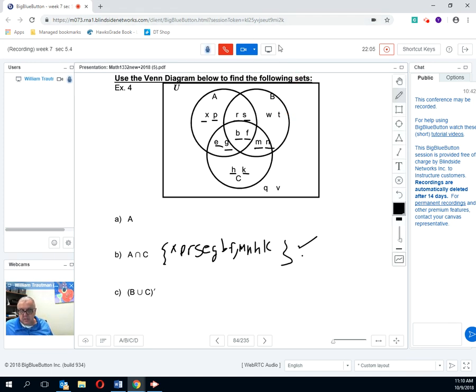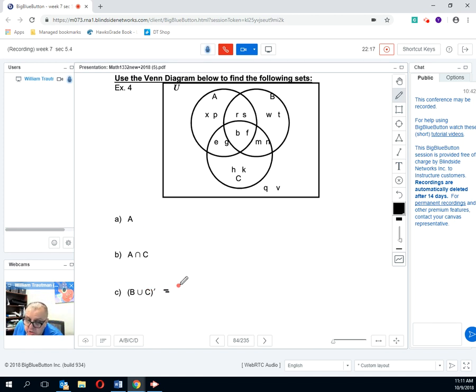Okay. All righty, let me erase this now. Next is B union C and then not. So we're going to do B union C first. B union C, a marriage of everything in B and C. All B's are RSWT, BFMN, and then everything in C. Here's some things in C: EG and HK.